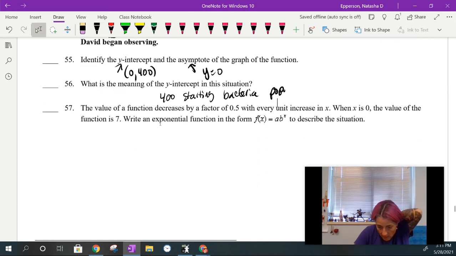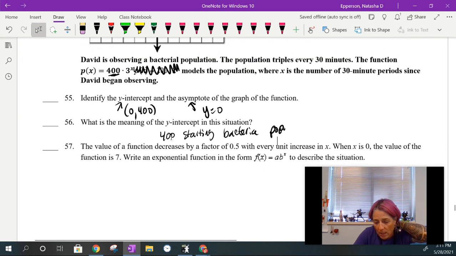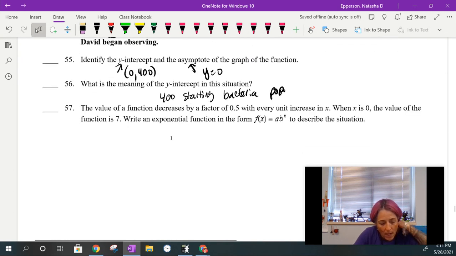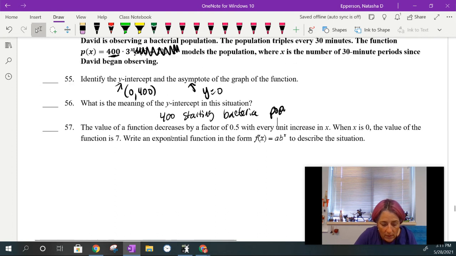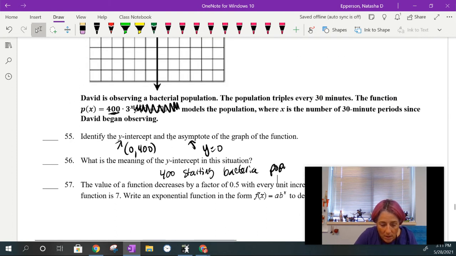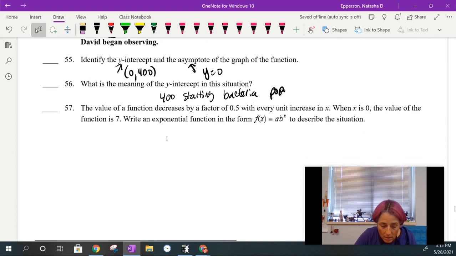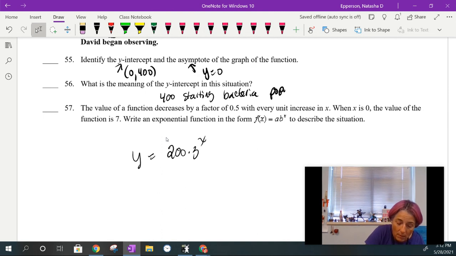Number 57. If we decrease the function by a factor of 0.5 with every unit increase of x, where x is 0 and the value of the function is 7, we're going to write an exponential function that models that change. What the value of the function should be, it should be 200. Yep, times 3 to the power of x.